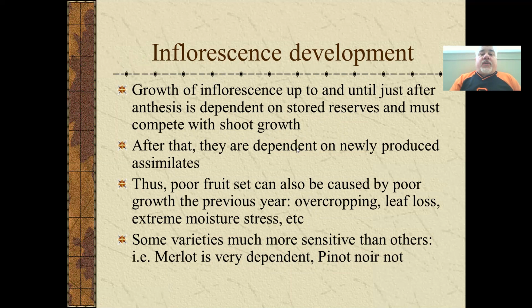Inflorescence development, the growth of the inflorescence up to and until just after anthesis, is dependent on stored reserves and must compete with shoot growth. So there is a process called the source and sink. The source is where the sugars or food is coming from. Primarily during this part of the season, it's mostly coming from active photosynthesis in the leaves. That's the source. And then the sink is any place that is collecting those sugars, where the sugars are flowing to.